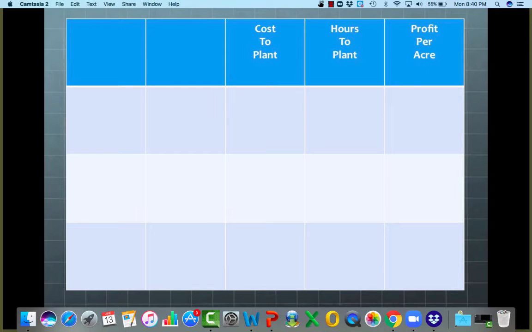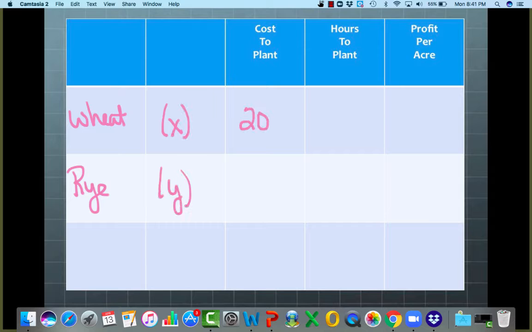So to help me organize this a little better, I'm going to take a table and fill in all the information that I know. So I know I have 2 crops, wheat and rye, and I'm going to call wheat the X variable and rye is going to be the Y variable. Then I know how much it costs to plant each of these. It costs $200 to plant the wheat and $100 for each acre of rye. And then it takes 1 hour for wheat and 2 hours for rye. And then my profit is $500 for my wheat and $300 for my rye.